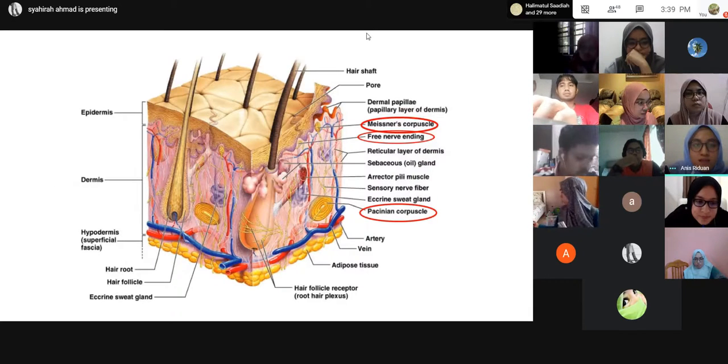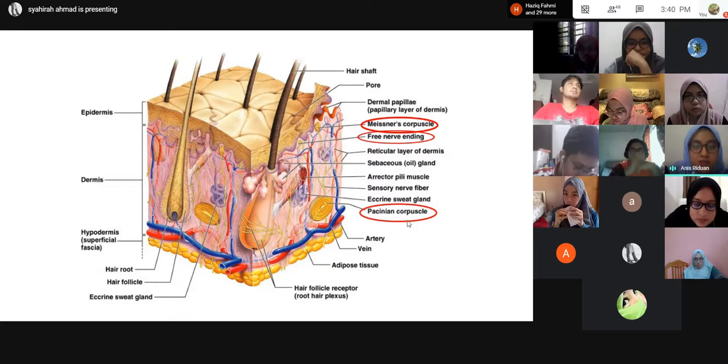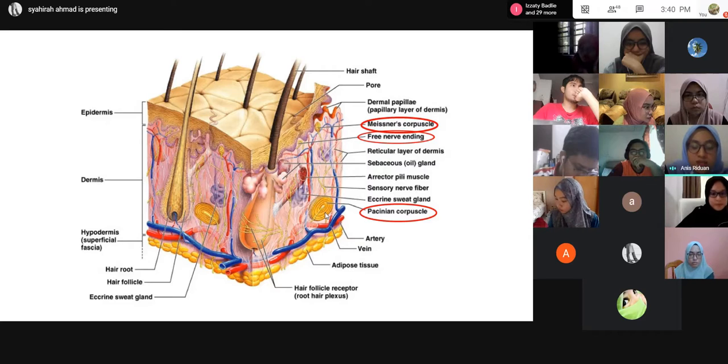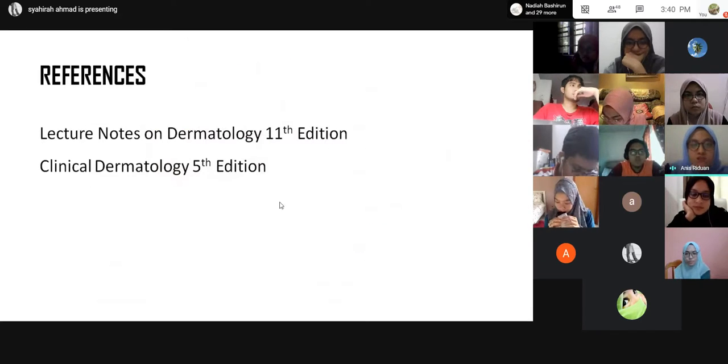Next. From this picture, you can see that the Pacinian corpuscle is situated much deeper than the Meissner corpuscle. The Pacinian corpuscles respond to deep pressure and high-frequency vibration, while the Meissner corpuscles detect light touch. Okay, I think that's all. Thank you.